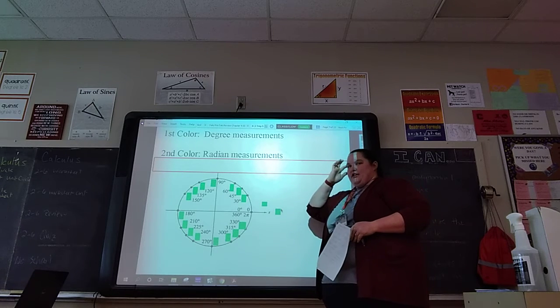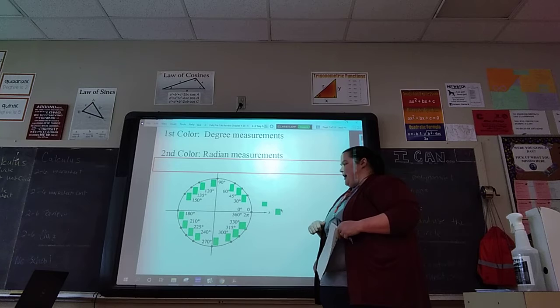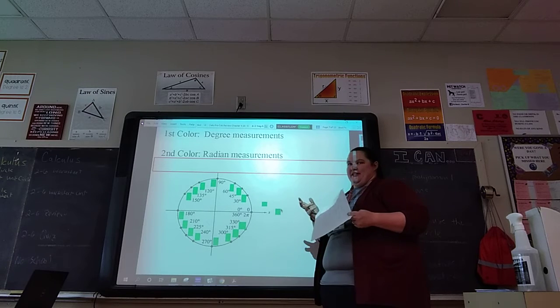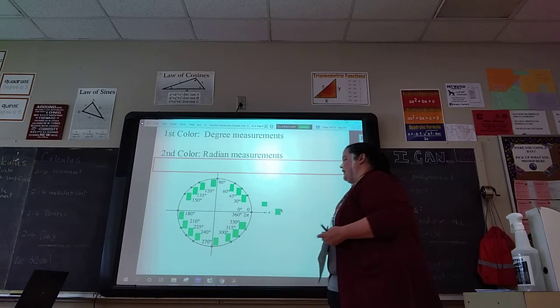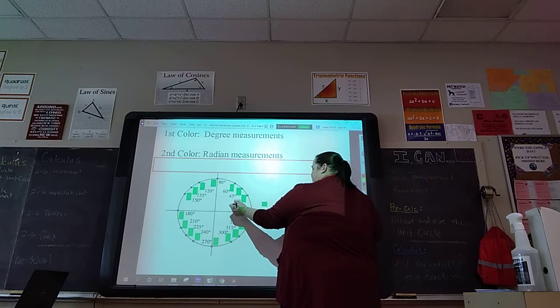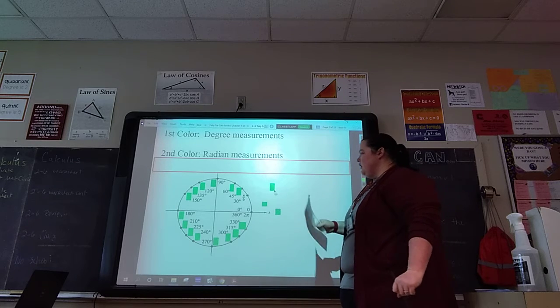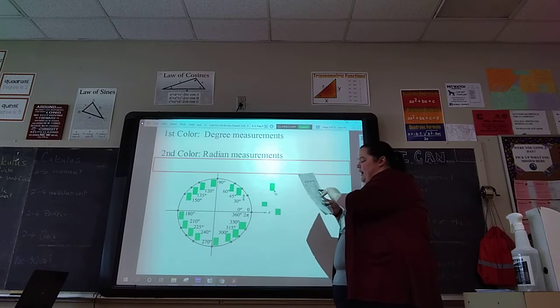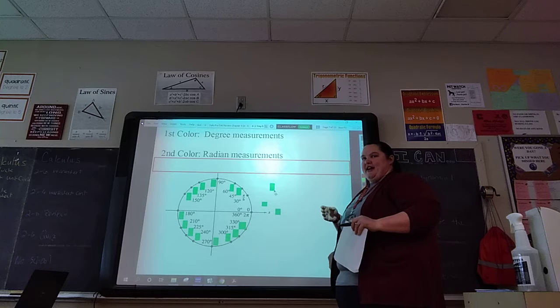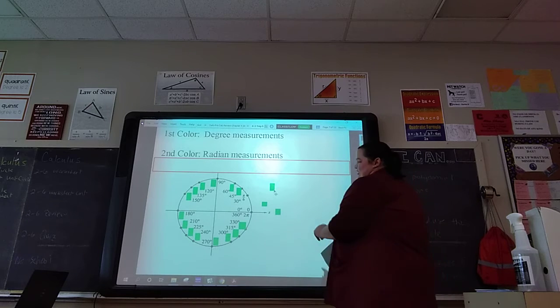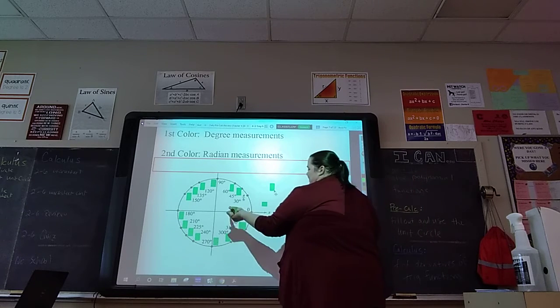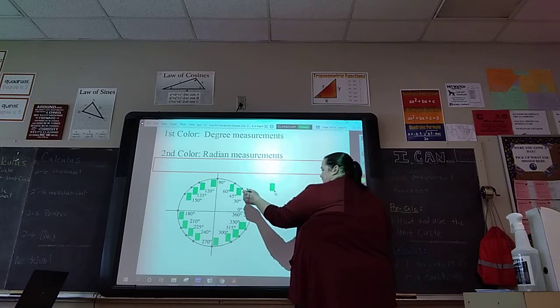So again, on our circle, it starts and ends in the same spot. So that's why that's the only spot that has two different measurements for it. So then next to 30, the radian measurement that goes with that is pi over 6. And you can either write it above the line, or you can use the line as your fraction bar. It's up to you. Because all these, for the most part, are fractions.